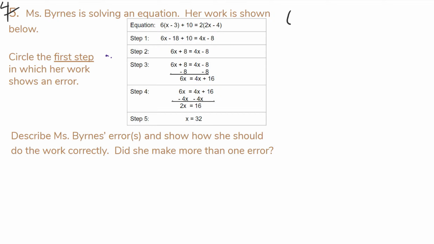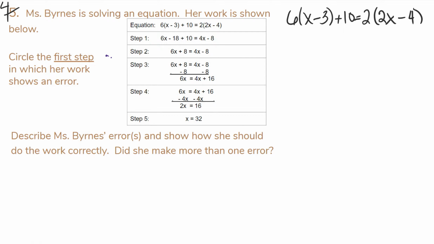So here's the equation. We have 6 times x minus 3 plus 10 is equal to 2 times 2x minus 4. So I'm going to do my own work, and each step of the way I'm going to look to see if it matches what Miss Burns wrote.